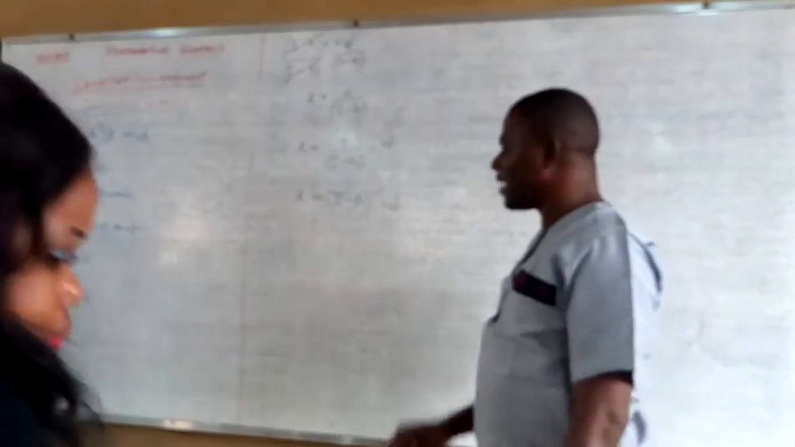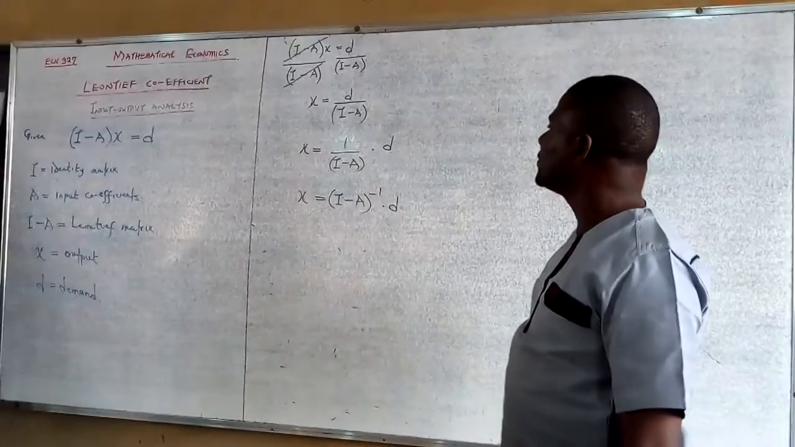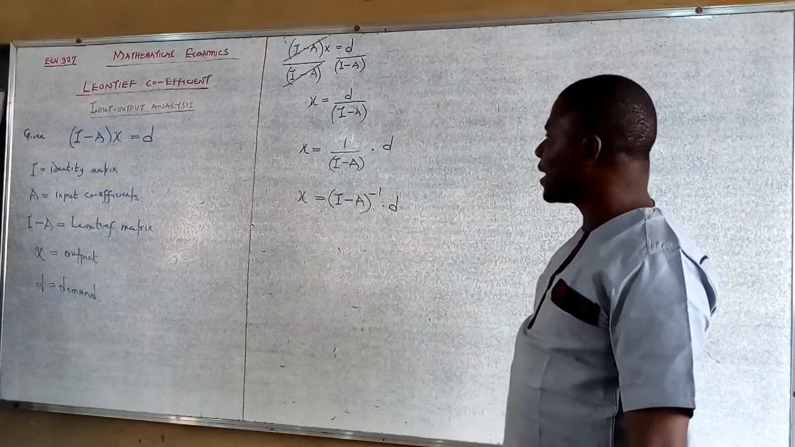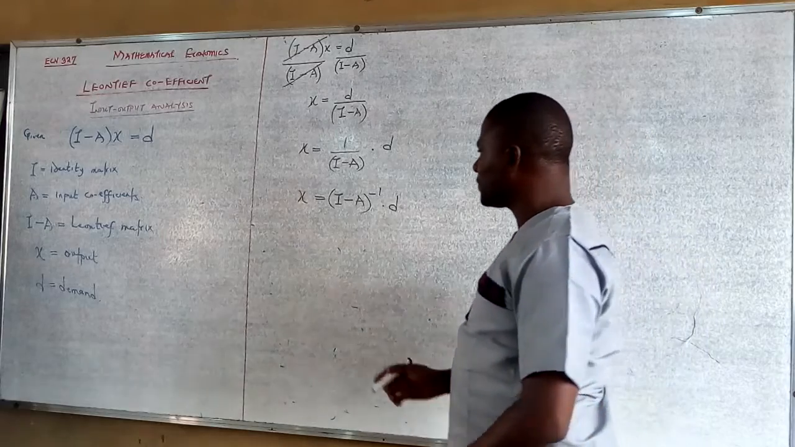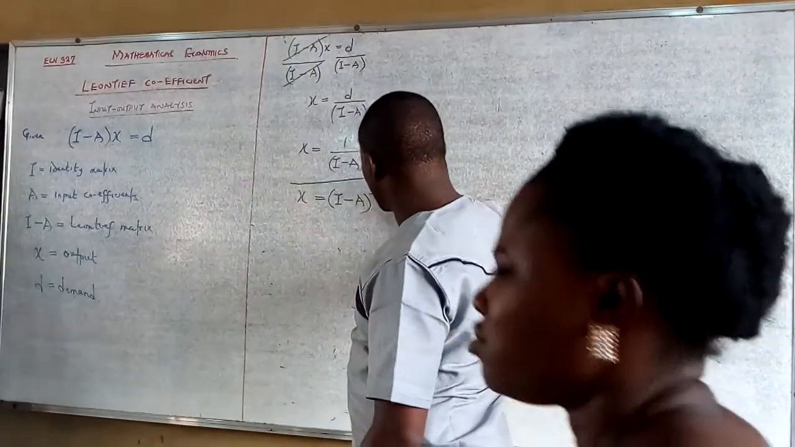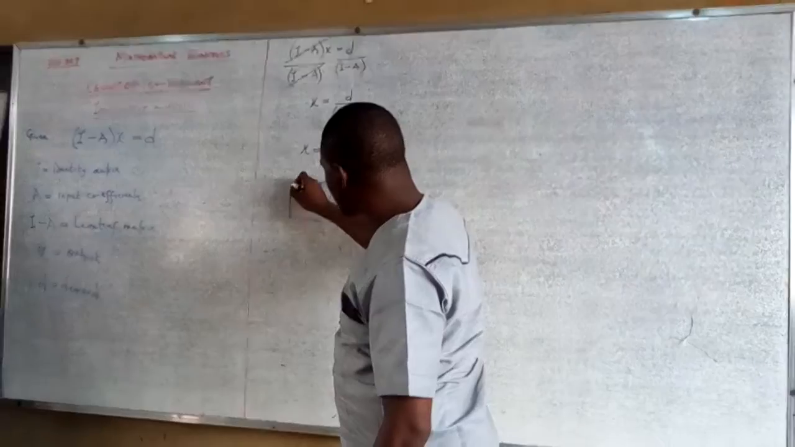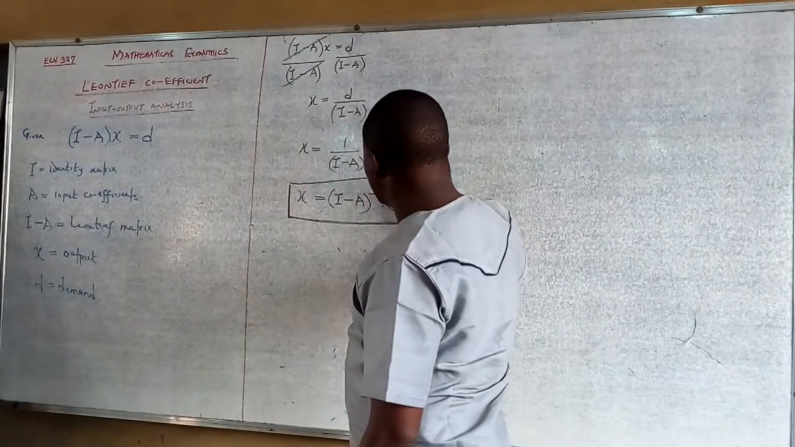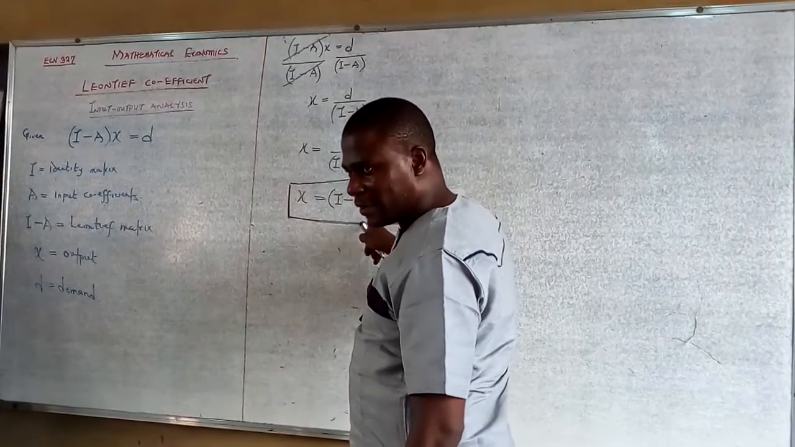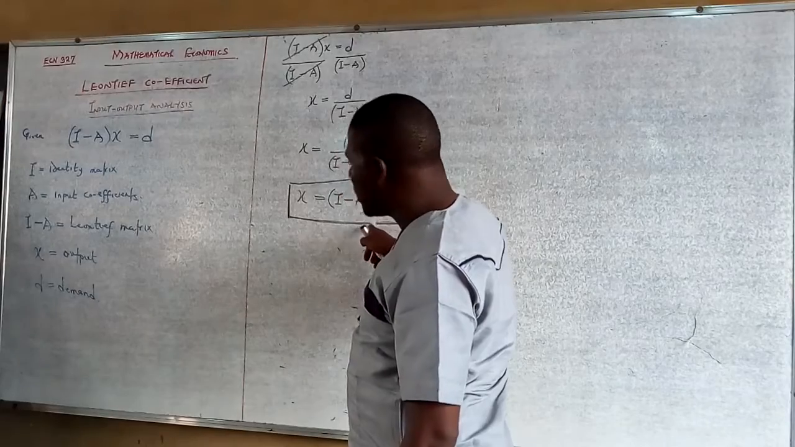I have to derive the formula. Can I continue? This is the Leontief formula, Leontief coefficient.